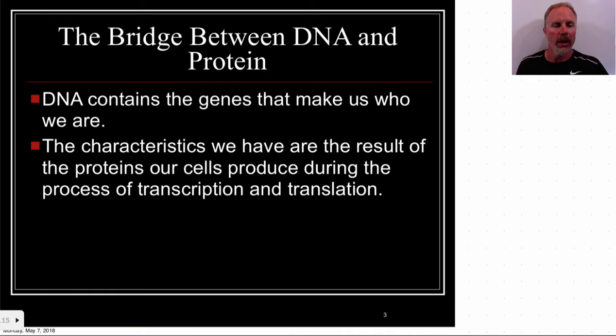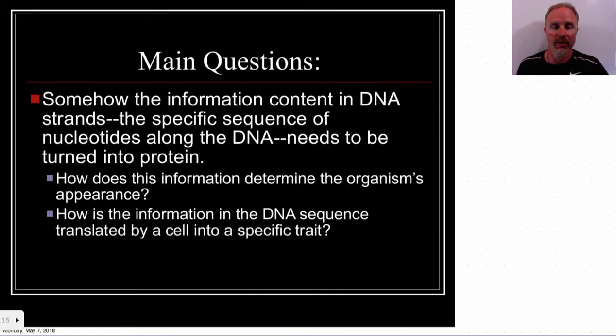All right, so now just in general, the bridge between the DNA and the protein is the construction of the messenger RNA. So the DNA contains, of course, the genes that make us who we are, give us our eye color, hair color, skin color, those types of things. And the characteristics that we have are the result of the proteins that come from those genes during the process of transcription and translation. Okay, so the main question here is somehow the information content in the DNA strands, the specific sequence of the nucleotides of the DNA, needs to be turned into protein.